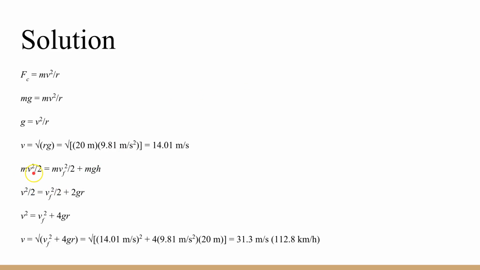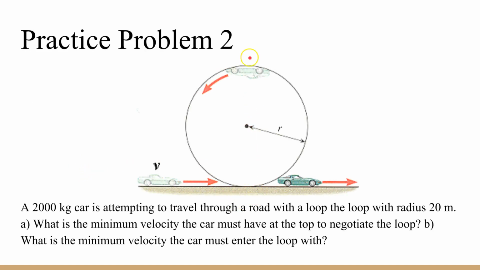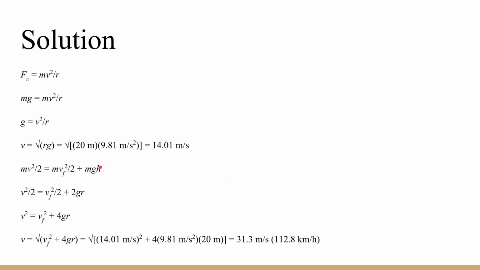So you have mv squared over 2 equals m vf squared over 2 plus mgh. Now h will just equal the diameter of the loop. So the h over here will be the diameter, which is equal to twice the radius. And I've already canceled out the m's. So that'll be v squared over 2 equals vf squared over 2 plus 2gr. So h is just 2r, so I just put in 2gr. Now, just to make it cleaner, I would multiply both sides by 2 to get rid of those fractions. v squared equals vf squared plus 4gr.